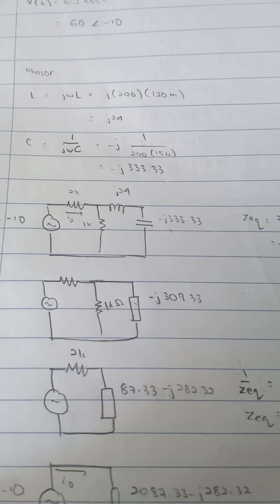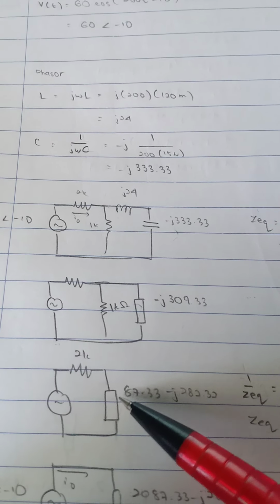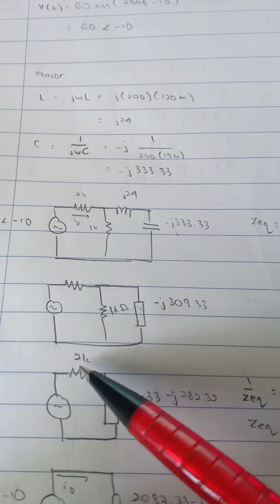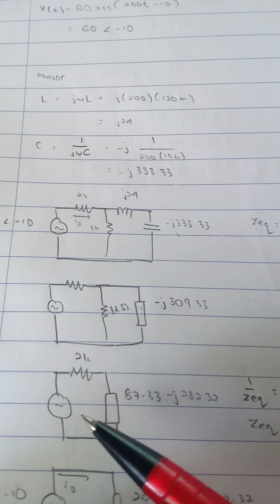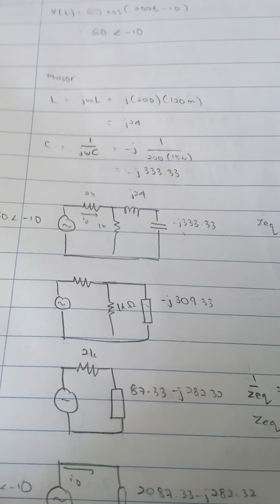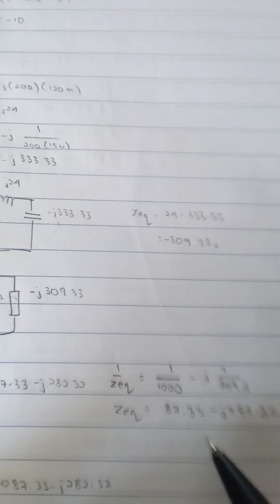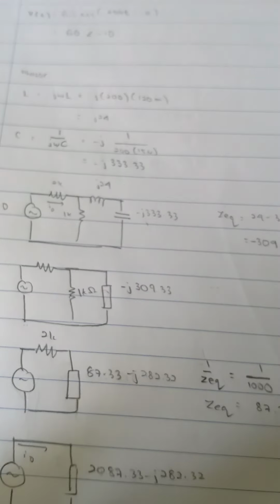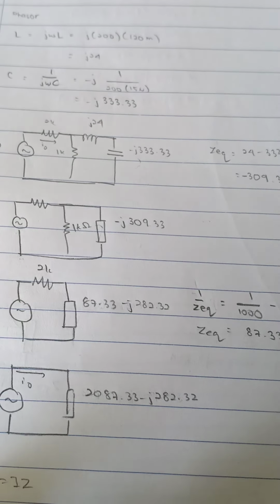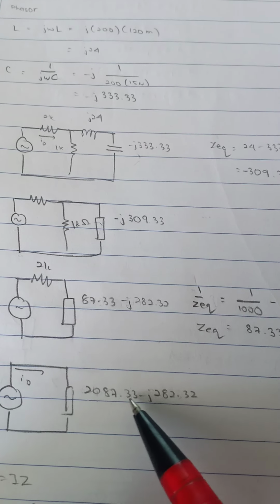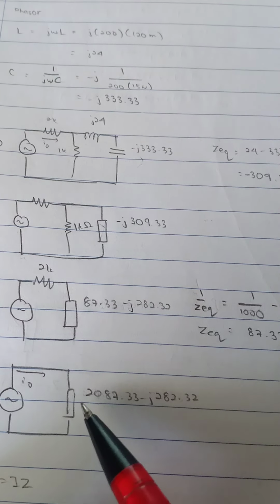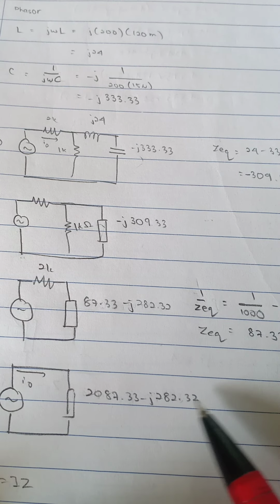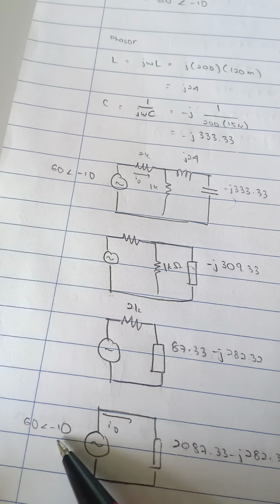So this is the next drawn circuit. We have this and this 2k ohm. Same as above, this is a series, so we should add. So 2000 added with 87.33, because it is a real part, will give us 287.33 minus j282.32. So this is the equivalent impedance, and we have the power supply.